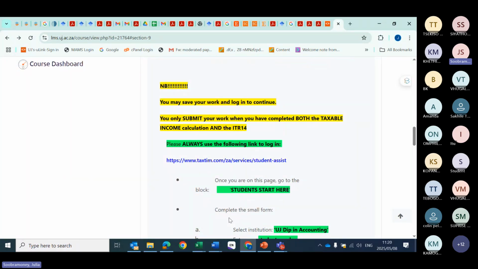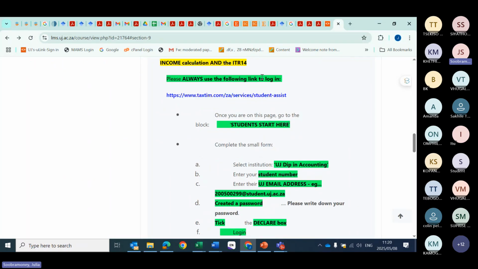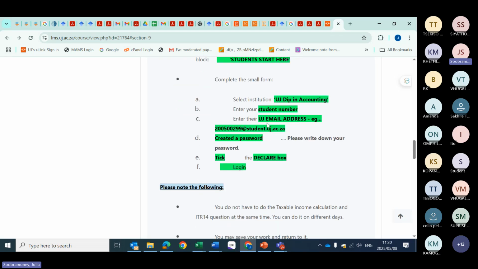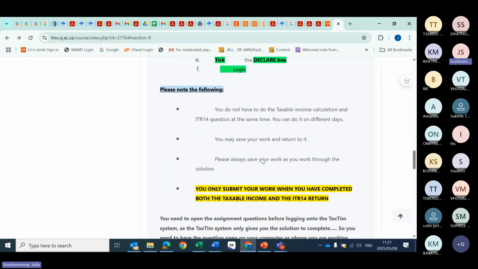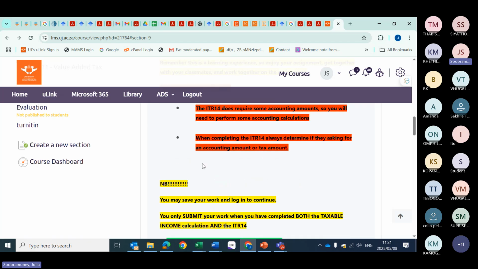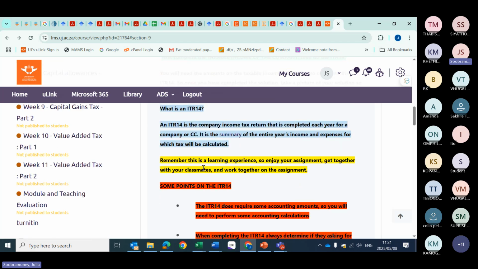How do you register? There's the link. Then you're going to go register first. What you must select. Please remember, put in your student email address. The one is @student.uj. Create, tick the blocks, and you're in. Please remember your password so you know how to go in and out. You always use this link here. It is also on the document. So the steps are also on the document.